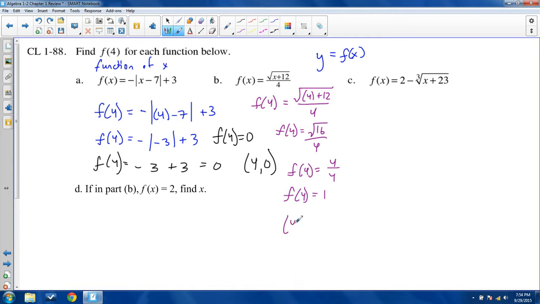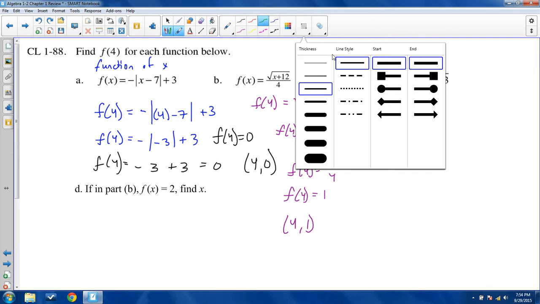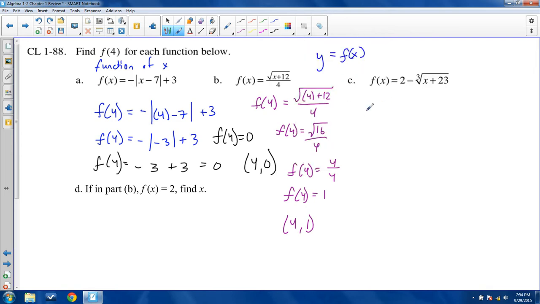So there's a coordinate pair on that function that is 4, 1 for x and y. Pretty cool. And last one, letter C here. We have f of x, or f, let's just go straight through it, save some time. F of 4 equals 2 minus the cube root of 4 plus 23. So f of 4 equals 2 minus the cube root of 27. So the question for cube root is, what number do you multiply by itself 3 times to get 27?